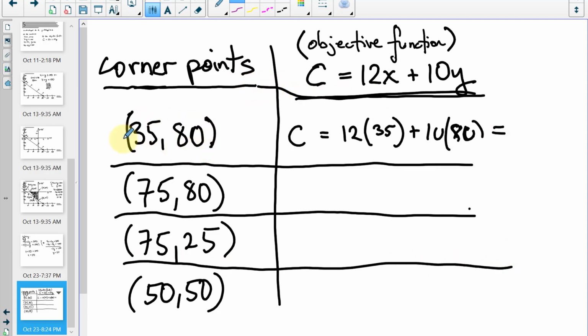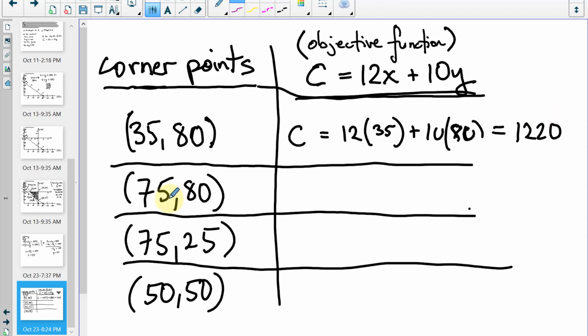This point will satisfy all the constraints, and so if we sent 35 refrigerators to warehouse A and we sent 80 to warehouse B, and these were the costs involved, it's going to be a total cost of $1,220.